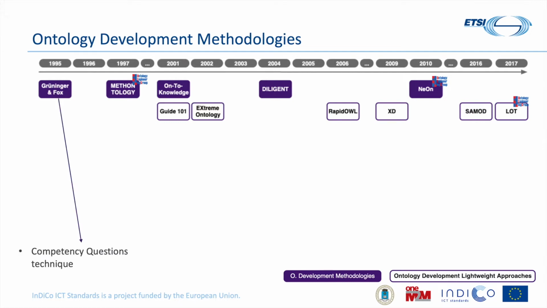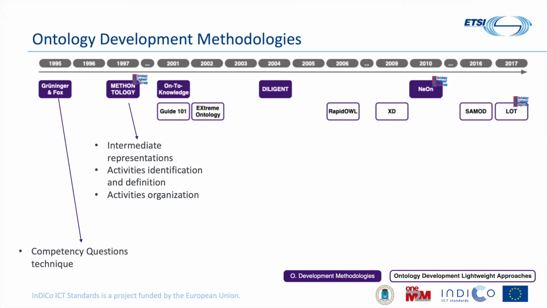For example, the competency question technique defined by Gruninger and Fox in 1995 has been reused through most of the methodologies listed here, and is still used in today's development. From the first methodology, we can reuse the idea of intermediate representation, and it was the first methodology to identify the activities and the organization regarding development, support, or management.